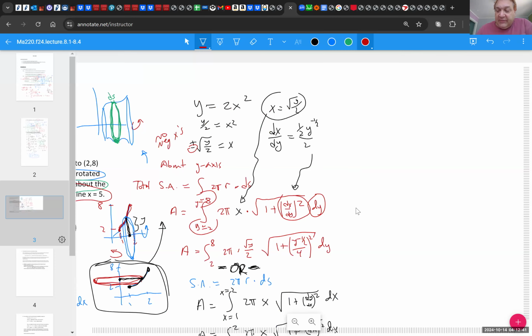All right, well, let's get a quick visual picture of what's going on here. So my function again, 1, 2, 2, 8. My function is 2x squared. Goes from here to here. I'm revolving it around the line x equals 5. Where is the line x equals 5? Well, this is the x-axis right here. So x equals 5 is 1, 2, 3, 4, 5 over here maybe. So this is my axis of revolution. I can draw a straight line.